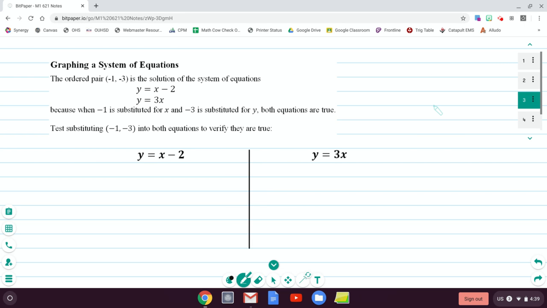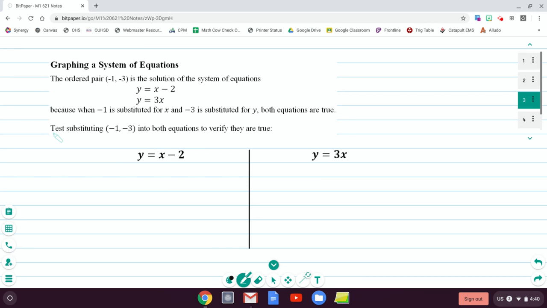Okay, so what we're going to do is we're going to be graphing systems of equations today. Kind of like we just did in the warm-up. So it says the ordered pair -1, -3 is the solution of the system of equations, and here are our 2 equations. y equals x minus 2 and y equals 3x. The reason -1, -3 is a solution to this system right here is because when -1 is substituted for x and the -3 is substituted for y, both equations are true. So I'll show you what that means. We're going to do it right now.